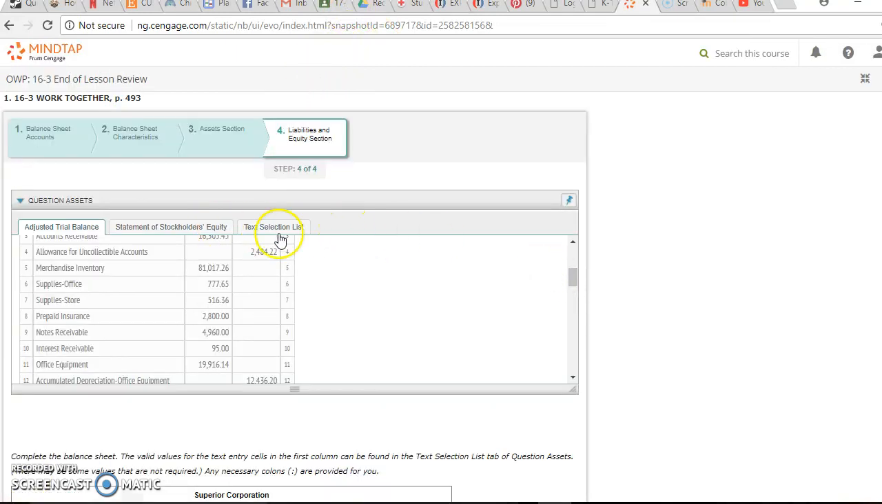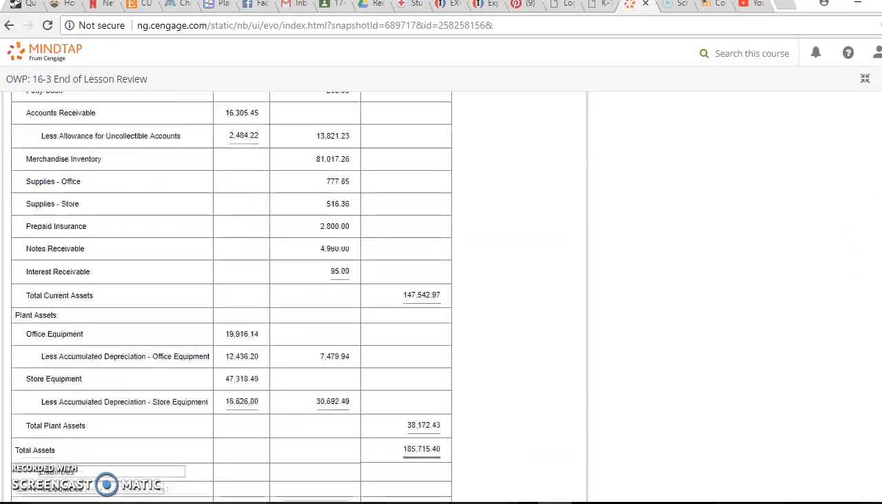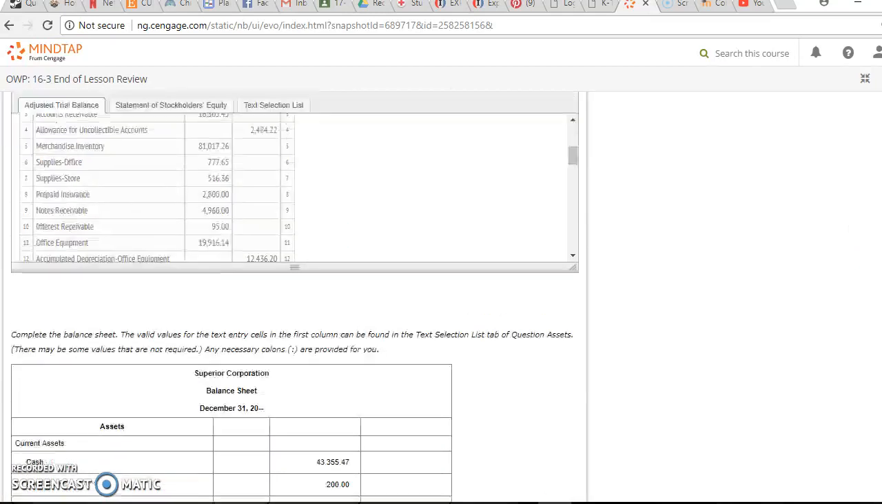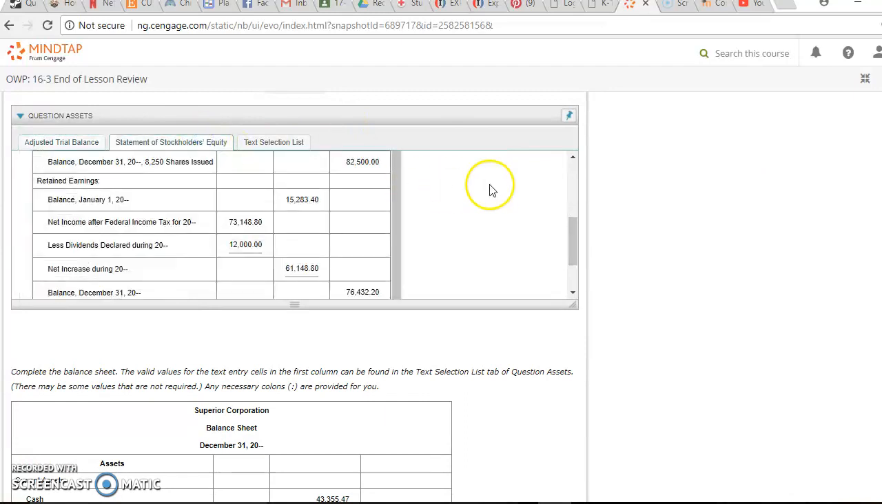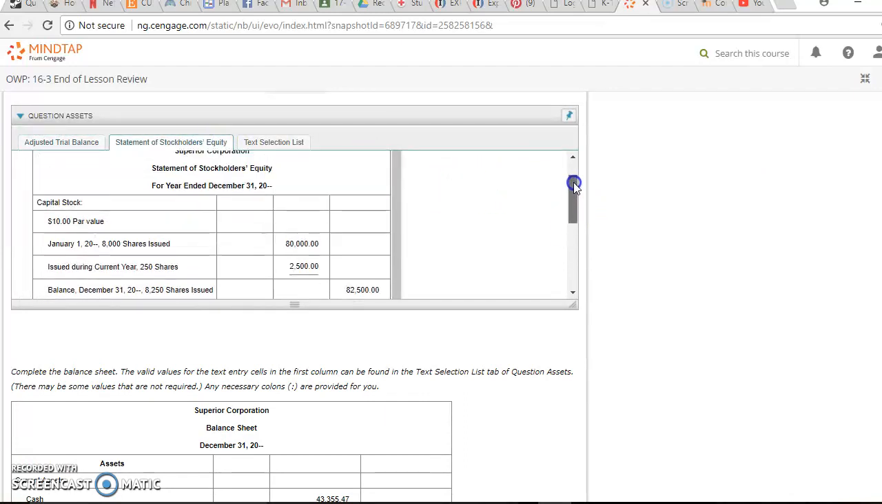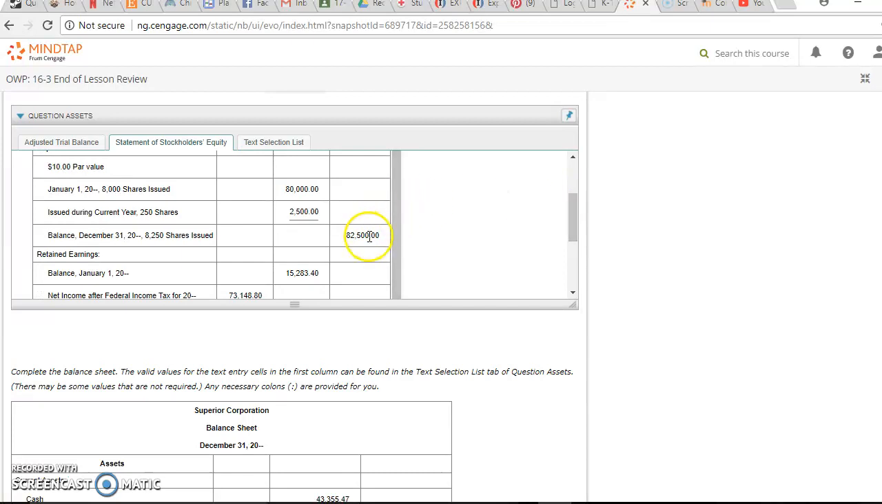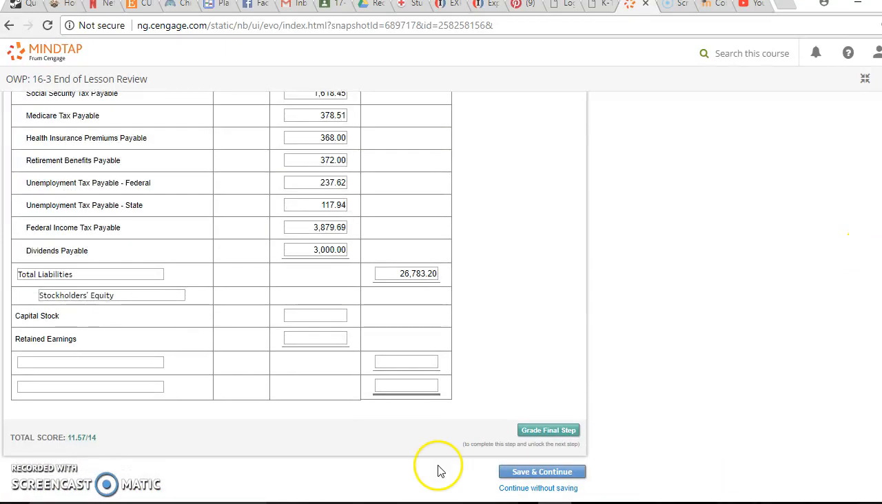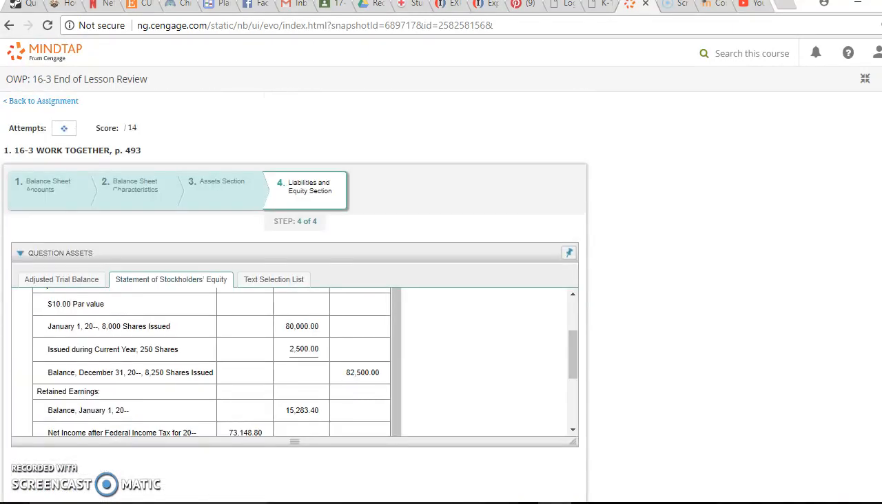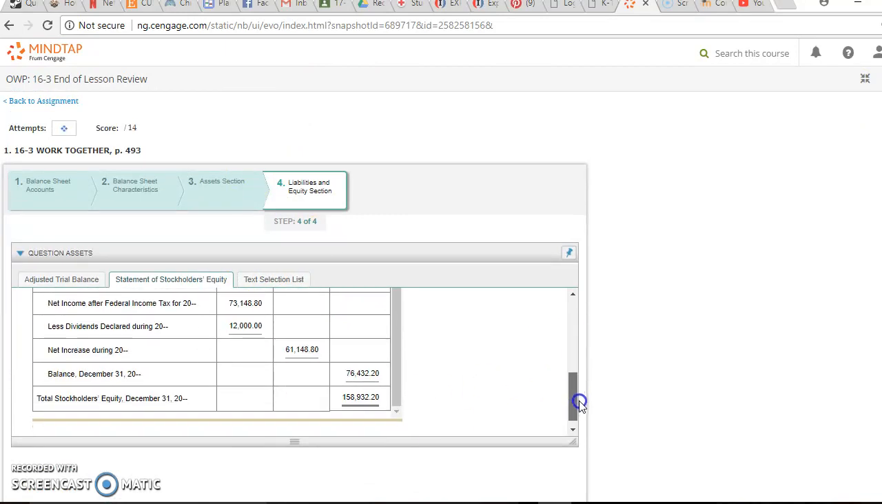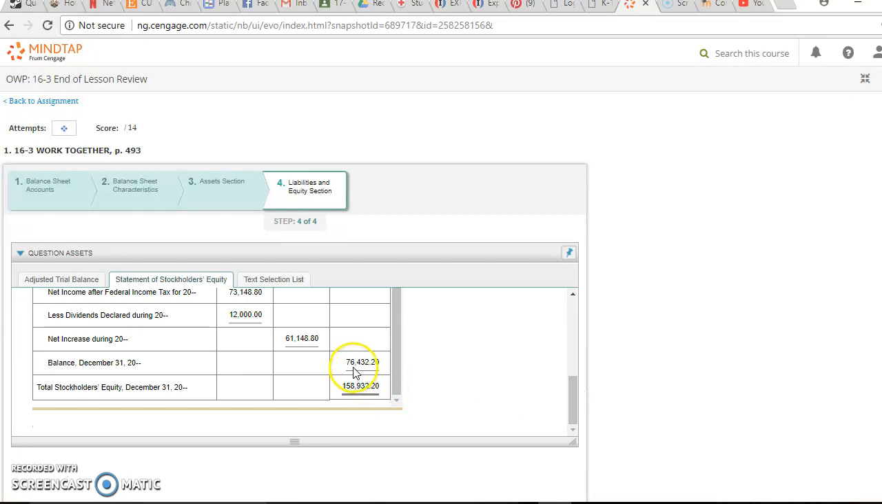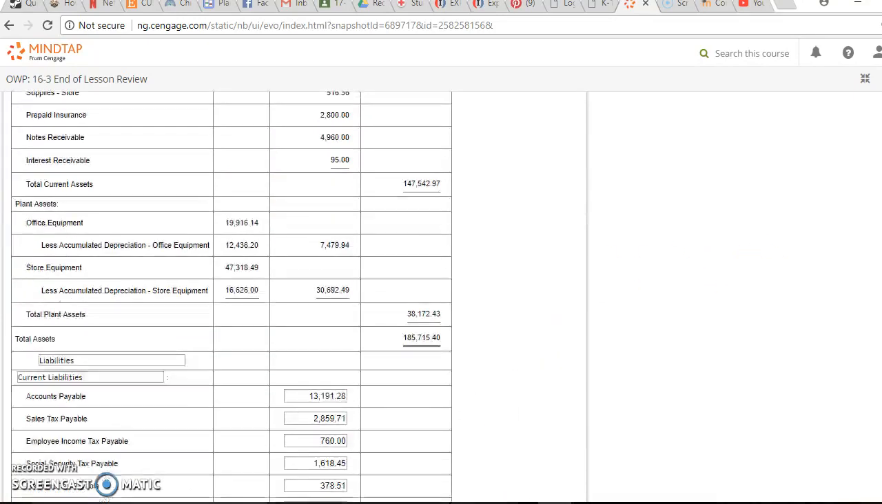Okay, so the last part of the balance sheet is the stockholders' equity section, and you need to look at the statement of stockholders' equity for that. First part is asking for capital stock. So the balance at the end of the year is $82,500. So that is what you're going to put here. And then retained earnings, again, from your statement of stockholders' equity is $76,432.20.